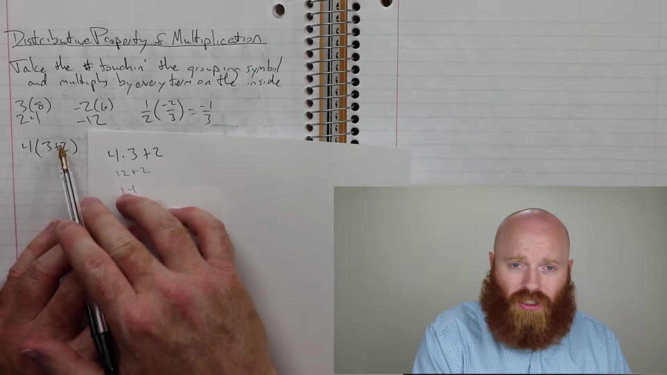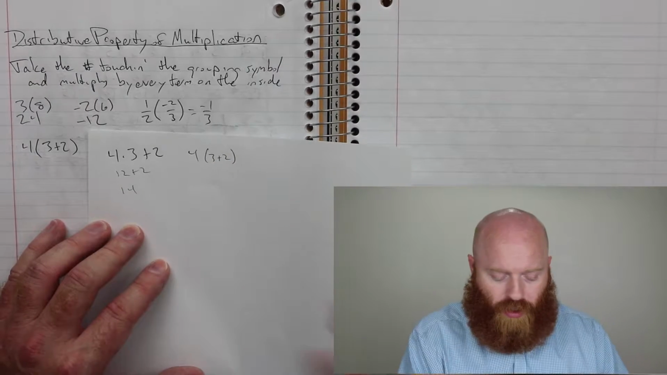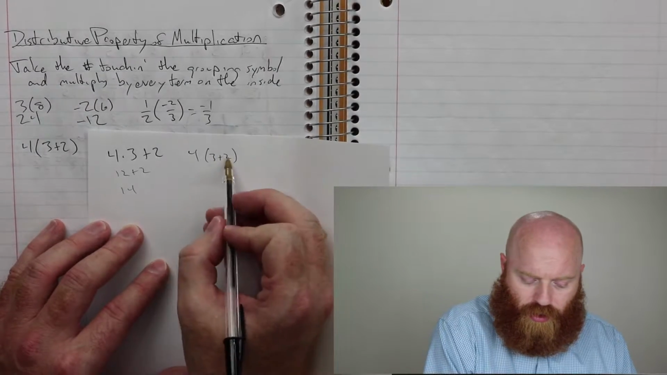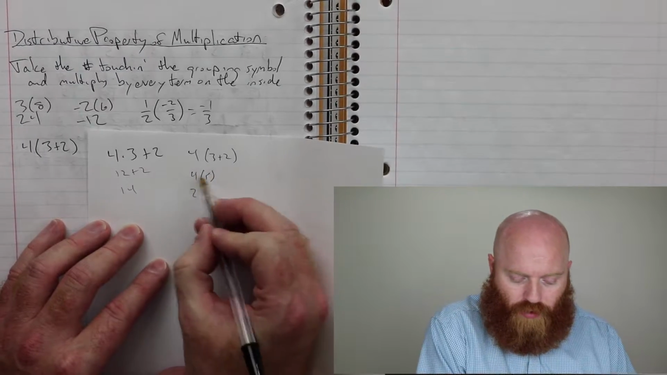But 4 times the quantity 3 plus 2. And that means, by the order of operations, I've got to solve the inside of the grouping symbols first. 3 plus 2 is 5. Now I take the number on the outside times the number on the inside. That's 20. 4 times 5 is 20.